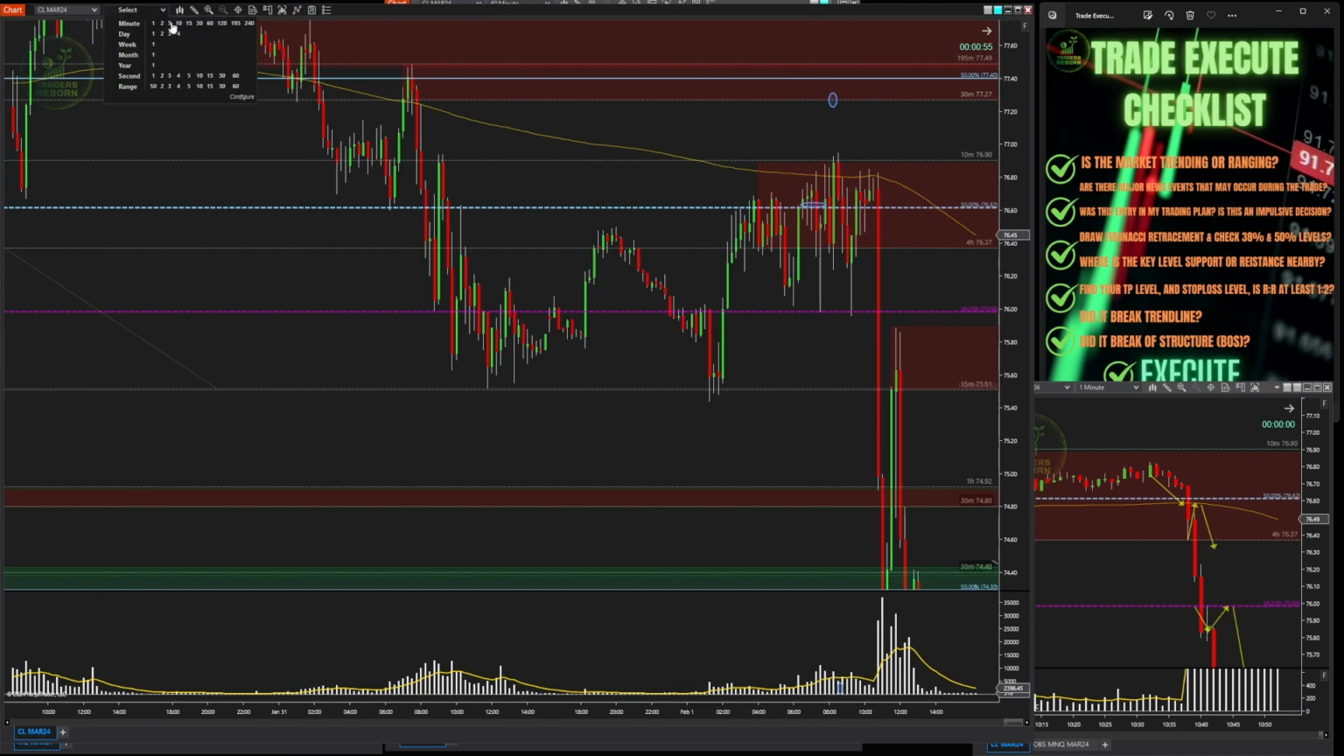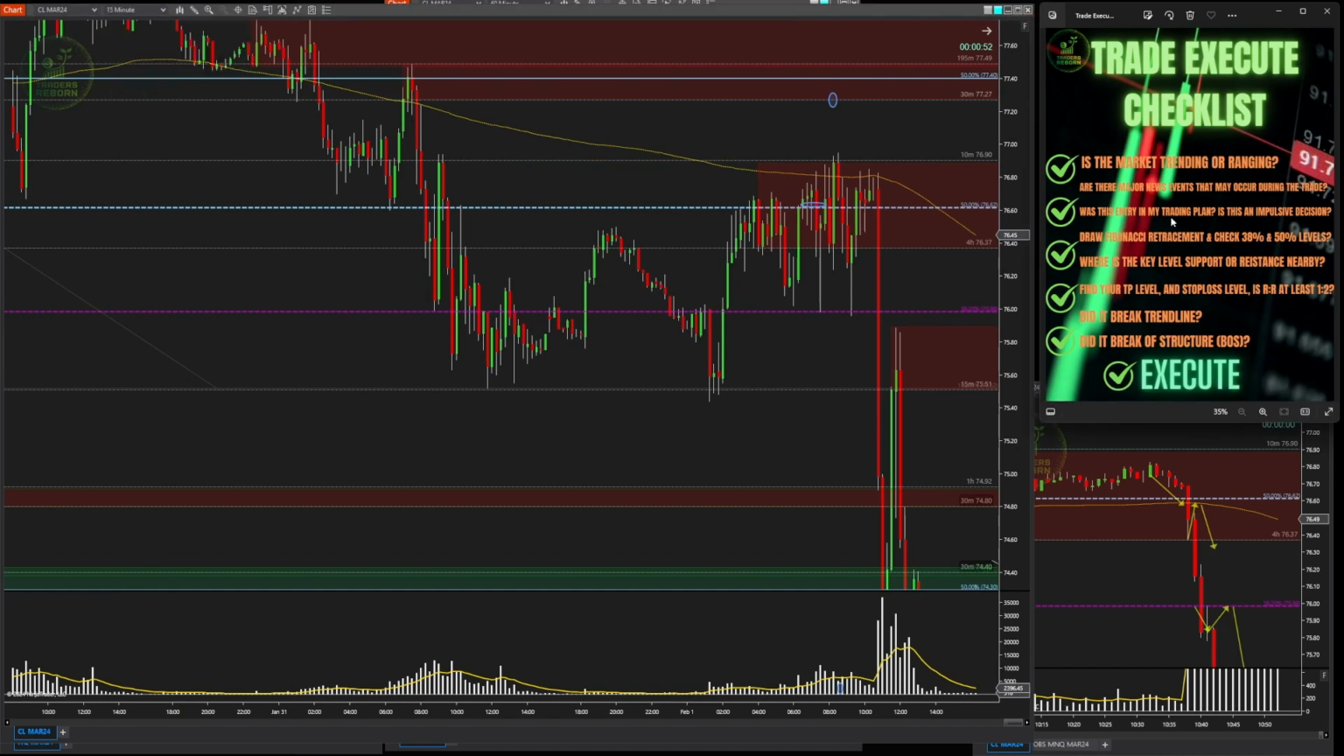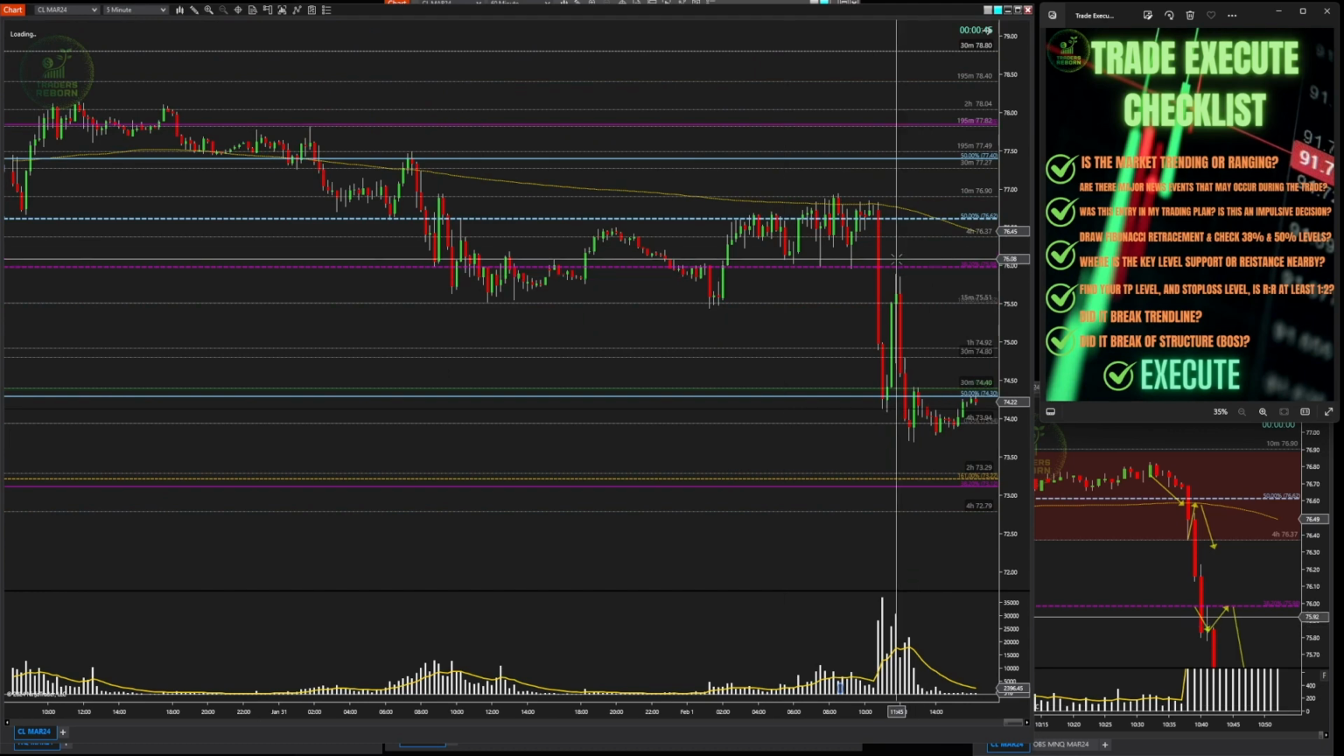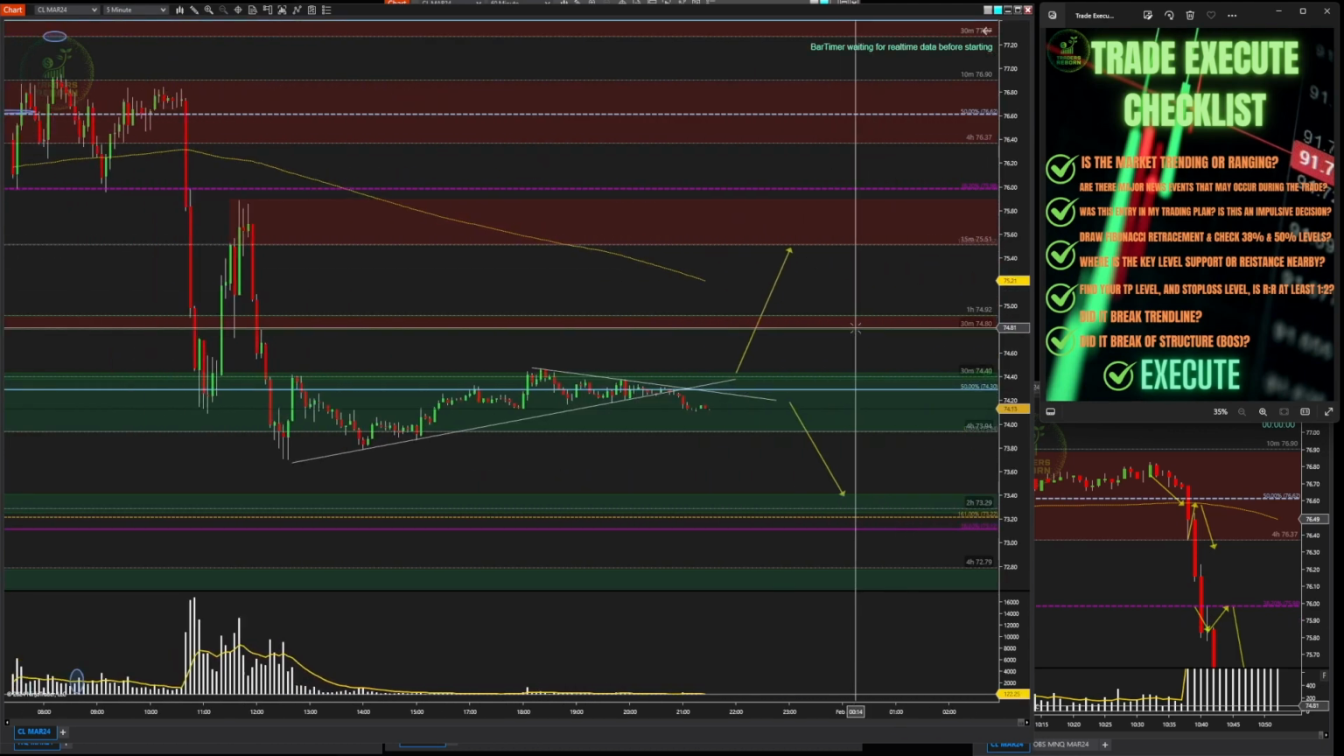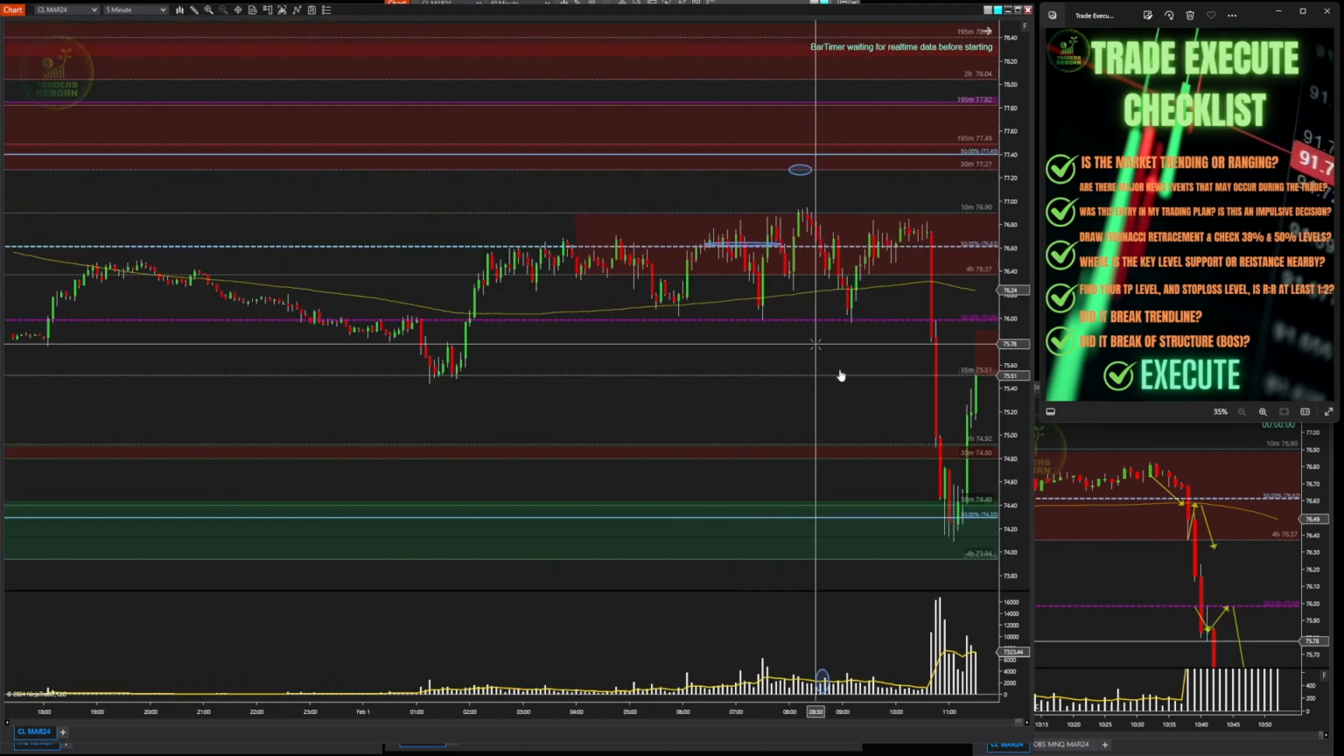Was this entry in my trading plan? Is this an impulsive decision? This is something that's very important. You see how I told you guys I had a trading plan, right? From the analysis from yesterday night. Yesterday night, this was my trading plan.